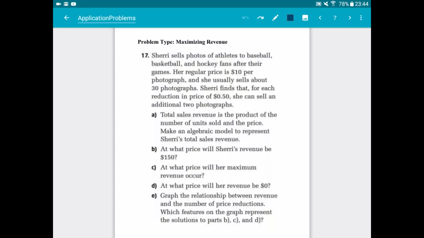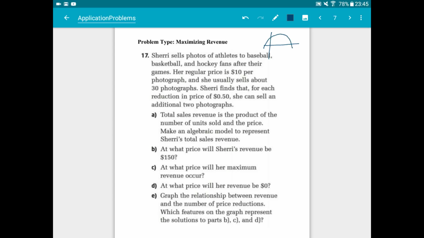Another prototypical application question deals with reducing a price, increasing the number of sales. So if you just try to think about this, if you decrease the price, you're going to increase the number of sales, but you're not going to be making as much from each sale. So there's going to be a sweet spot here.